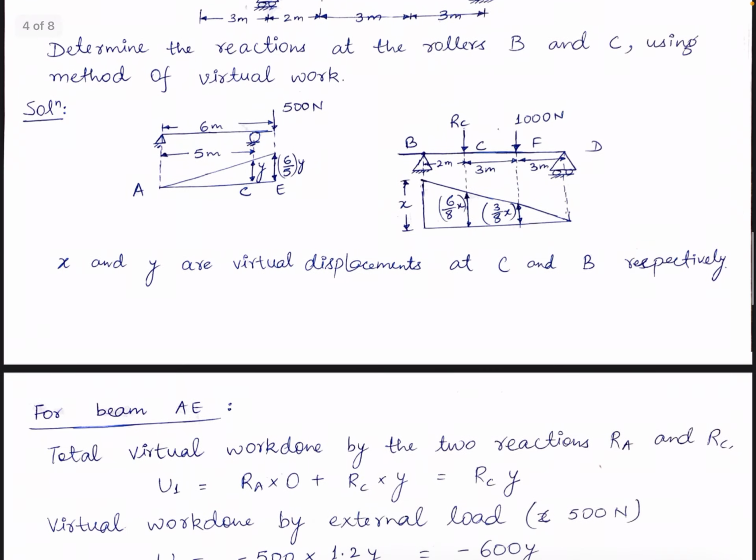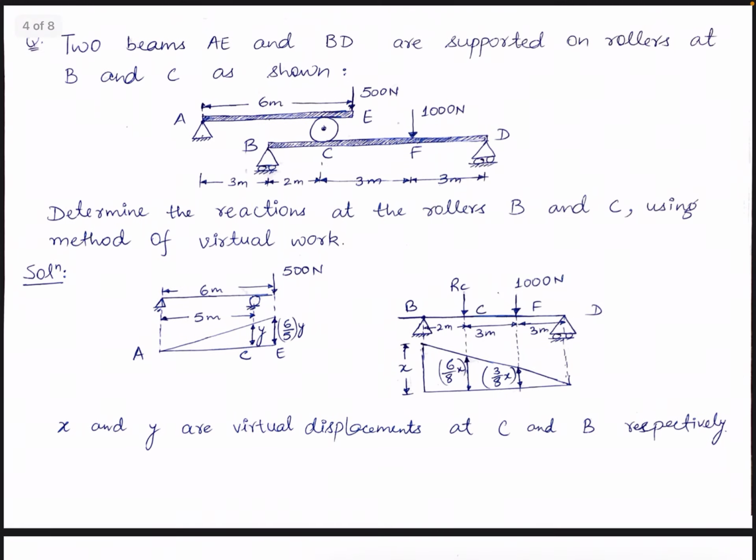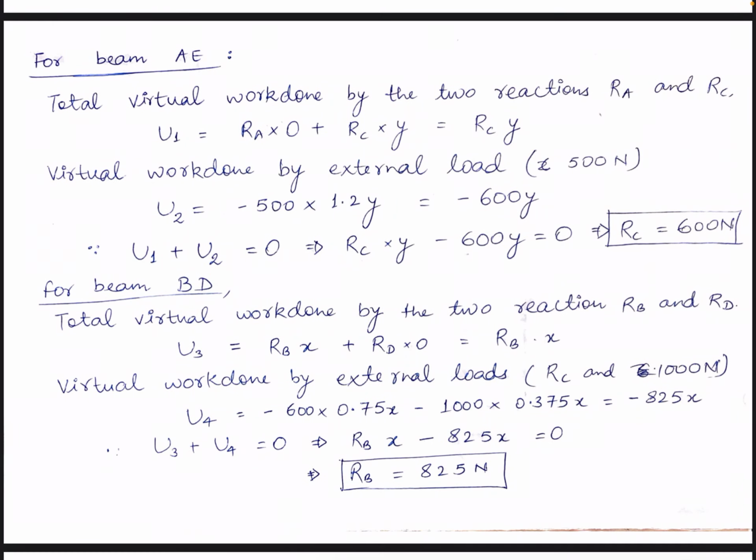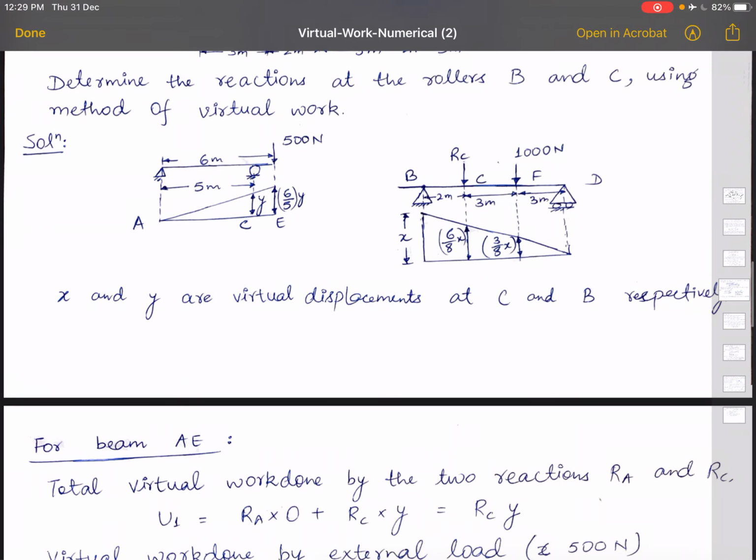So first we are taking, and what we have to do, you have to provide a virtual displacement at C and at B in the respective beams. So this type of displacement diagram you will get. Now for beam A, the total virtual work done by two reactions RA and RC will be RC into y, because at A the displacement is 0, and virtual work done by external load is minus 500 into 1.2y. Just add it, you will get RC as 600 Newton, and the same RC is coming over here also.